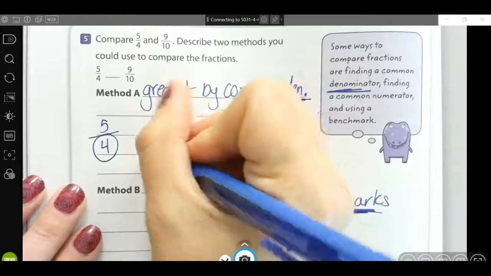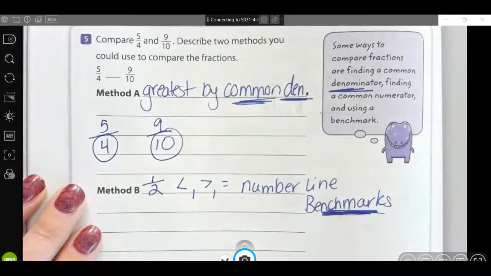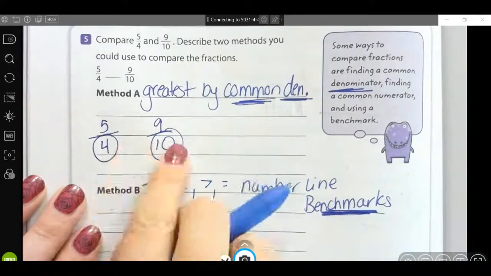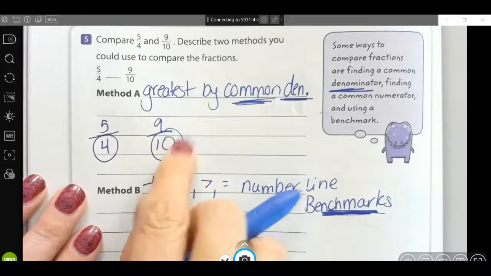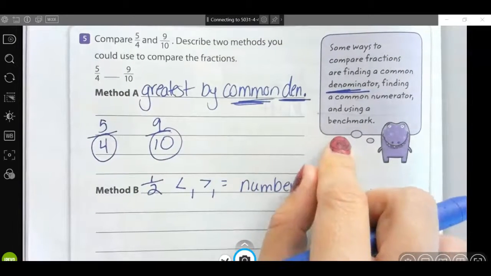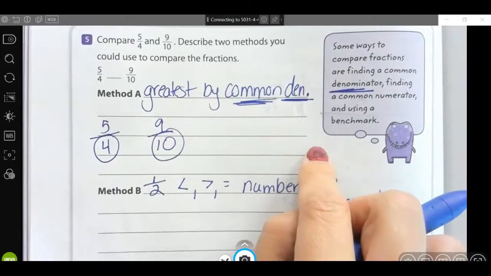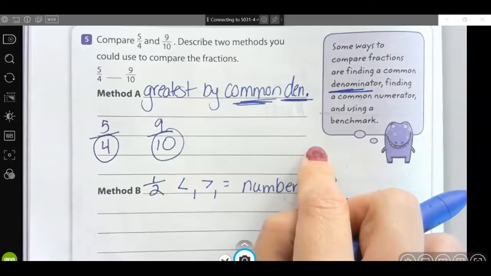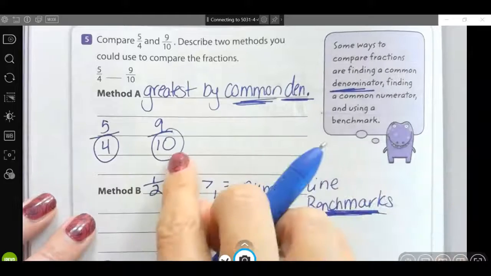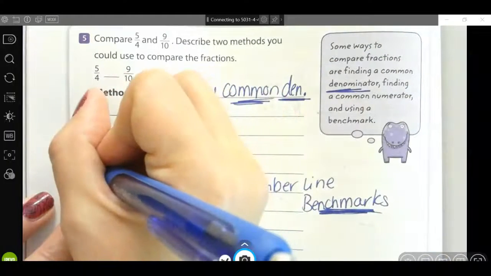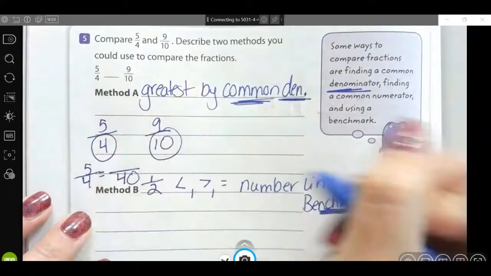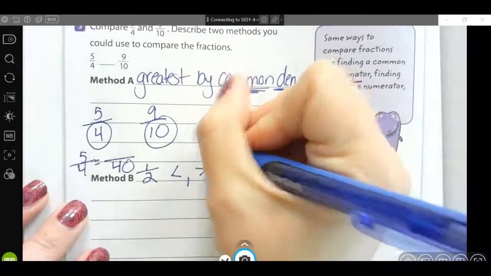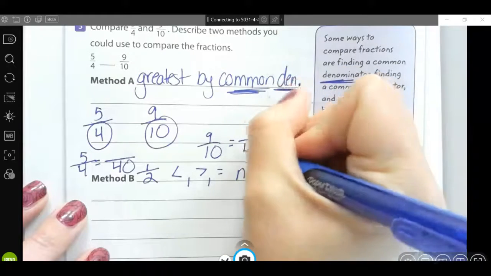So what are our two denominators here? 5/4 and 9/10. Yep, so 4 and 10. What would be a common denominator? Let's skip count by tens. 10, 20, 30, 40. And if we skip count by 4s, we also get 40. So Charlie, what would it be? Yep. We're going to change them each to 40. So 5/4 has an equal fraction with 40. And 9/10 has an equal fraction with 40.